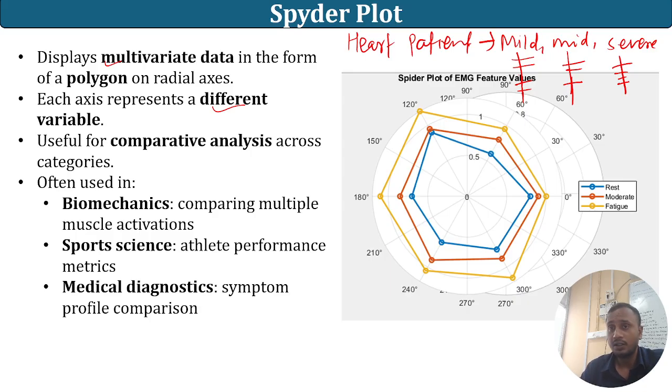Actually, it's used for comparative analysis across categories. It is used for biomechanics, if you compare multiple things such as muscle activation, or in sports, athletic performance metrics, and maybe medical diagnostics also. It shows symptom profile comparison also. So a spider plot is something that shows some sort of comparison.